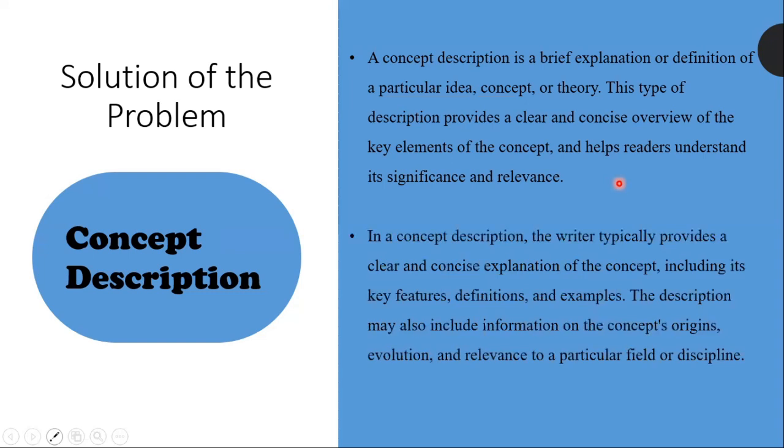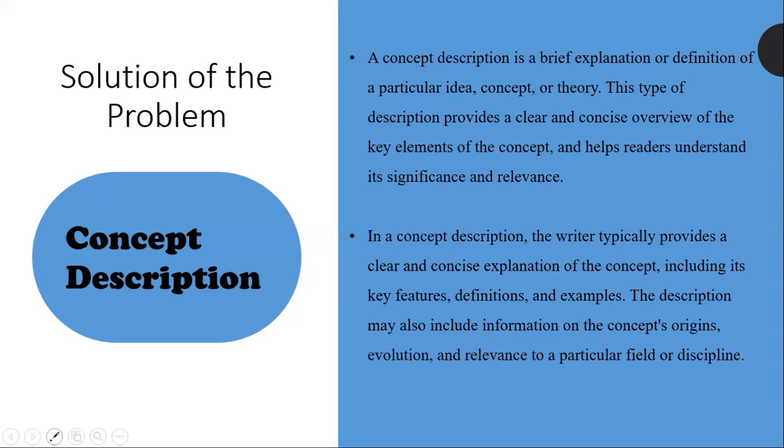Very, very important. The last one I'll also talk about is that in a concept description, the writer typically provides a clear and concise explanation of the concept, including its key features, definitions, and examples. The description may also include information on the concept's origin, evolution, and relevance to a particular field or discipline. Do you get that? That is why CENG is for you, a program of study. Very, very important.